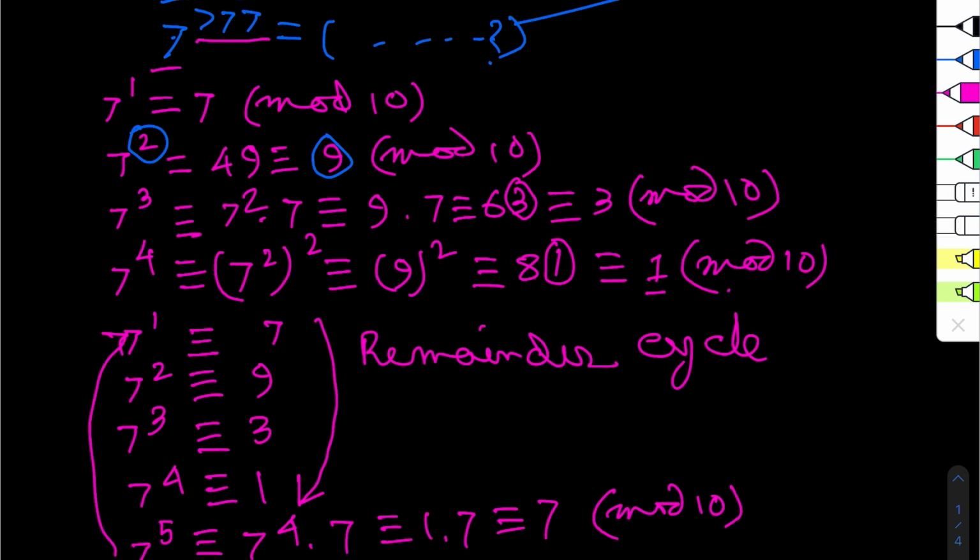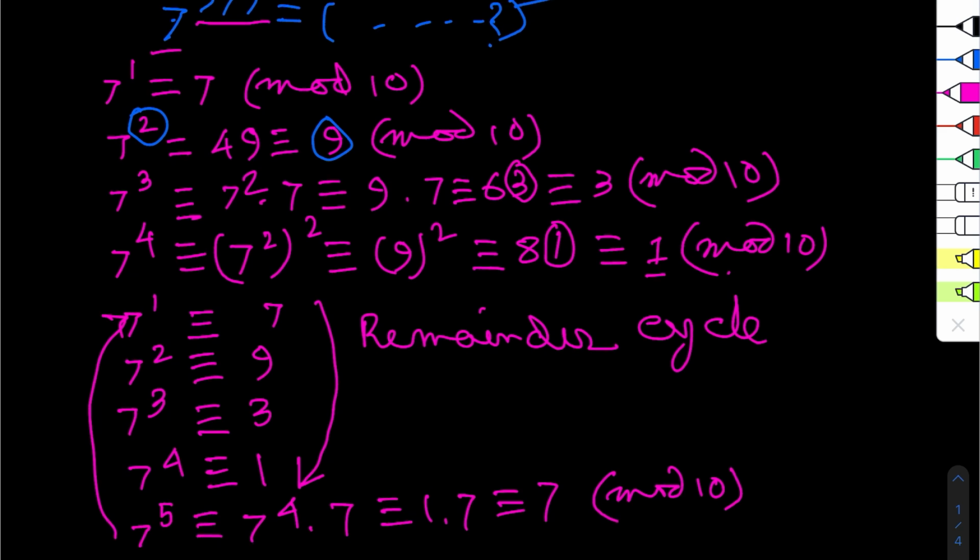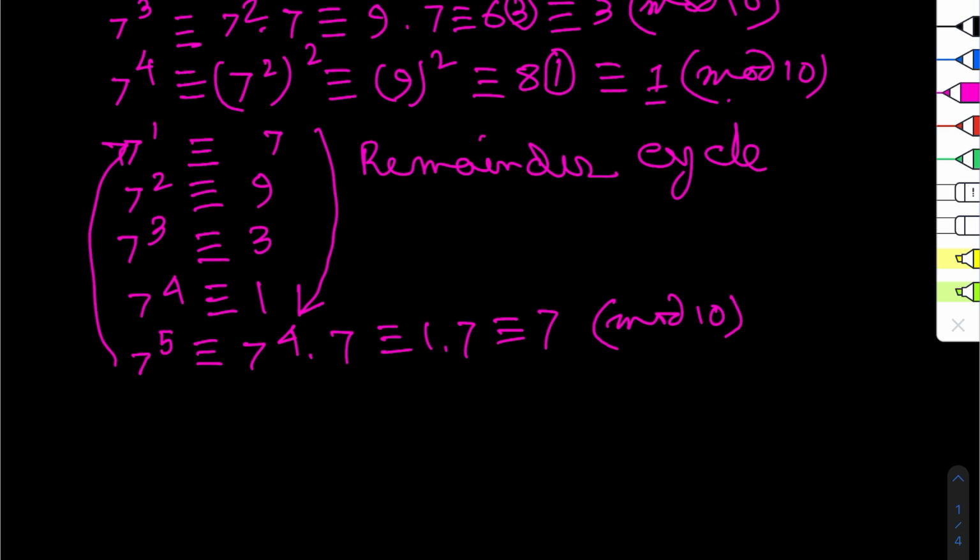For 7 to the power 1, the number will give 7. So for 7 to the power 5 also, we will get 7 as the last digit, or the remainder when divided by 10. So in this way, whatever the power of 7, we can easily find out the remainder modulo 10, that means the last digit of that number, whatever the power may be.